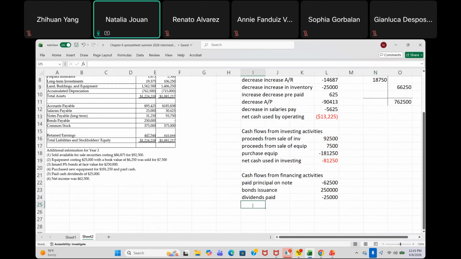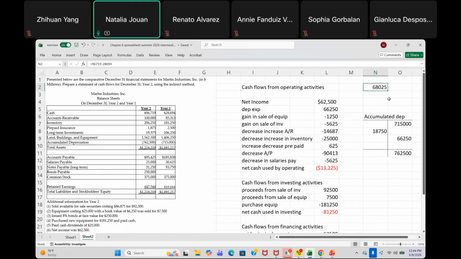Net cash, in this case, provided by financing activities. 162. Whew. Okay. Let's see what is the net cash. Net cash change. What do we have? This plus this plus this. Cross your fingers. 68,025. Yay! We did it. Okay. This is a pretty hard problem.